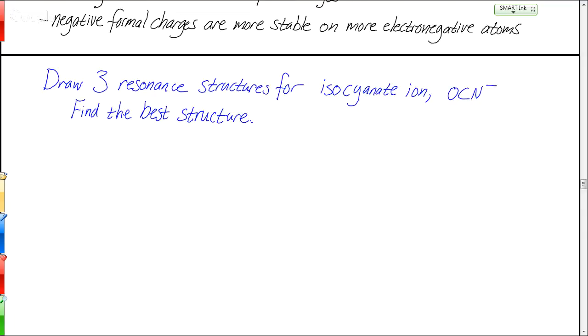And when you do things like the exams, which are mostly multiple choice, rather than asking you to draw the different resonance structures, it might just ask you to find the best structure. To find the best structure, you really have to draw the resonance structures, do the formal charges, and then figure out which one's going to be the most stable. So try that. You should be able to find 3 resonance structures for isocyanate, and then choose the best one. Choose the one that you think is the real structure.